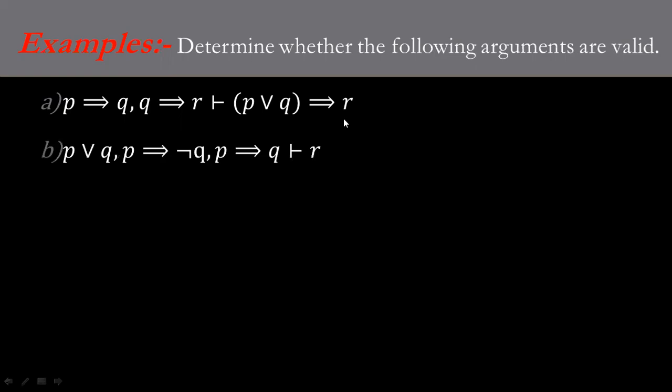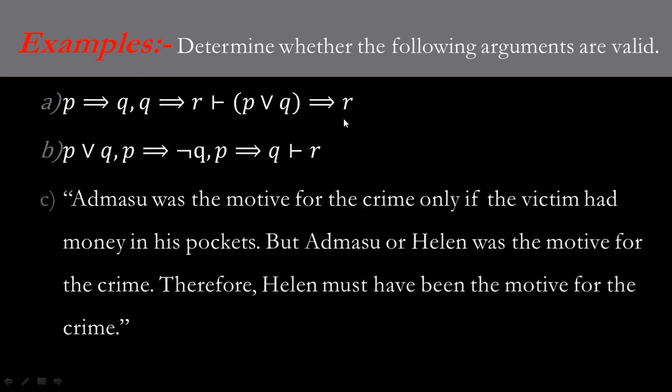And the second could be this one, and the third one is in statement form, that is: Admas was the motive for the crime only if the victim had money in his pockets. But Admas or Helen was the motive for the crime. Therefore, Helen must have been the motive for the crime. So that we can see how we can determine whether these arguments are valid or invalid. We start from the first one.